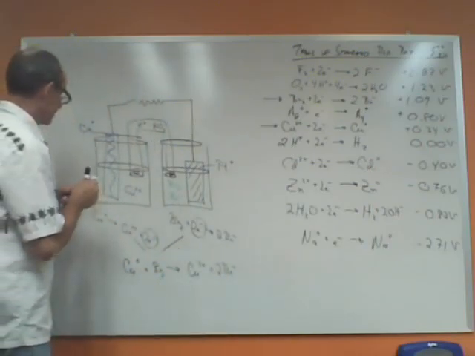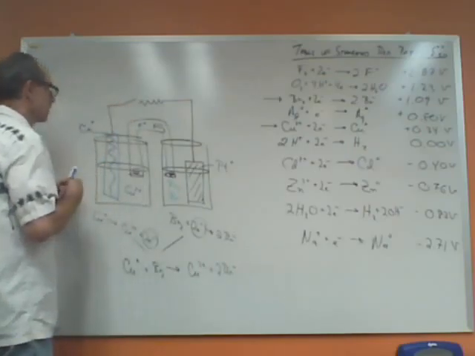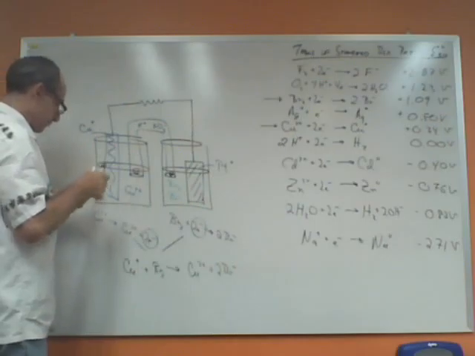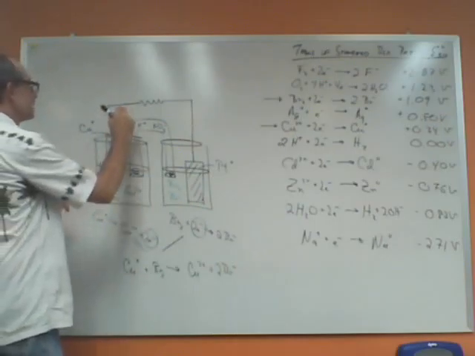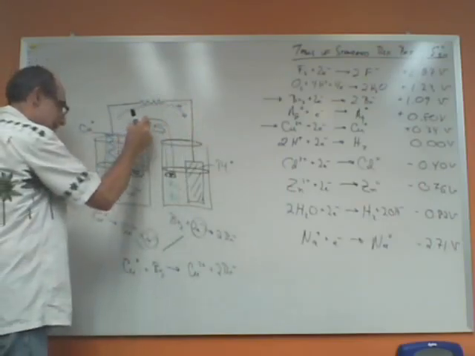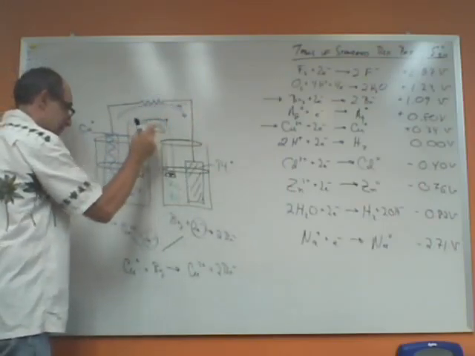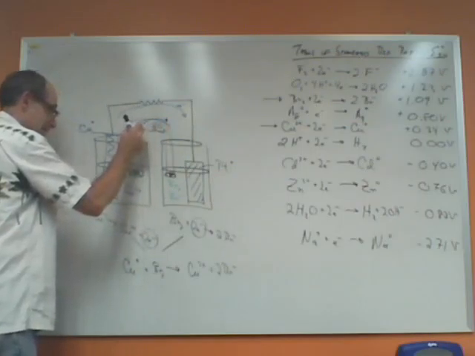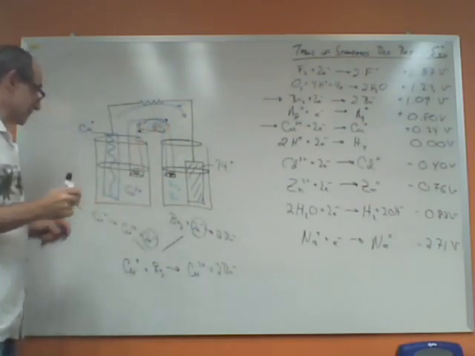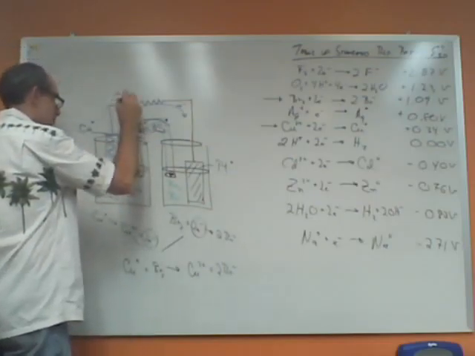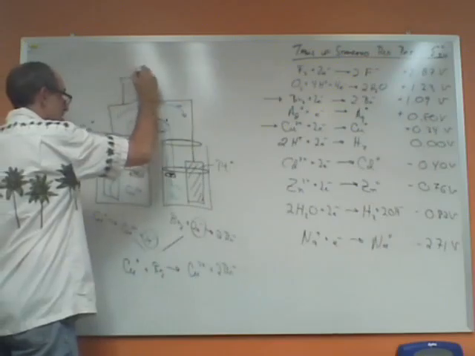You can see that once this switch here is closed, electrons would flow left to right through the conducting wire. Positive ions would also flow left to right to neutralize the charge and complete the circuit, and negative ions would flow right to left. And I would measure an ideal open circuit potential here.